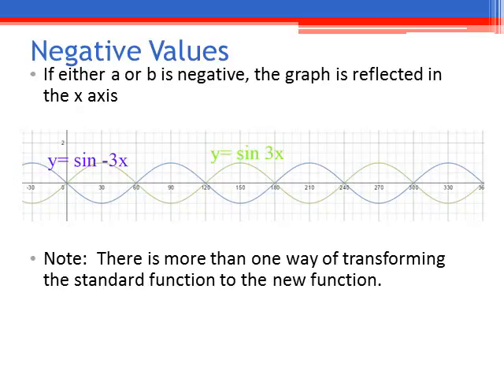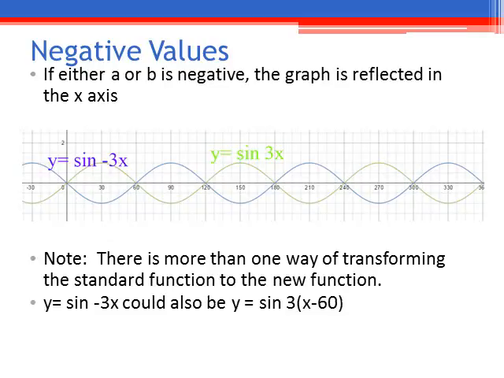And you should make note that sometimes there's more than one way of writing the formula for a sine or a cosine graph because we can flip it or we could move it left or right and they would give us the same thing. So for example, y equals sine of negative 3x can also be written as y equals sine 3x shifted 60 degrees. So just be aware that sometimes you can get more than one answer.